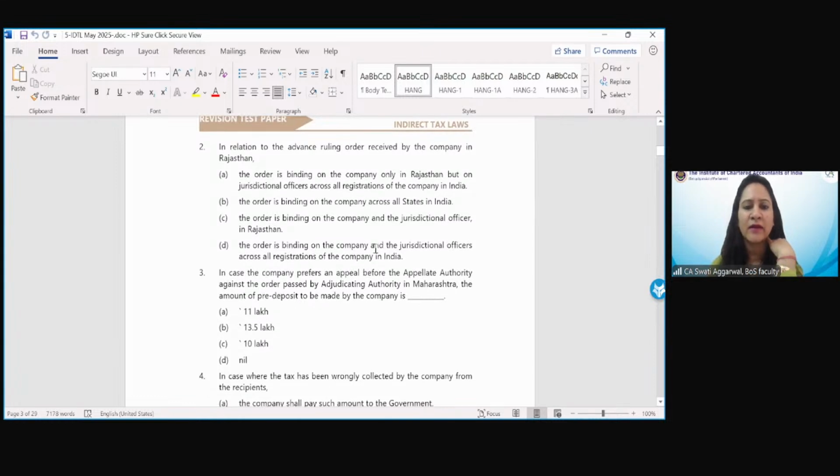In case the company prefers an appeal before the appellate authority against the order passed by the adjudicating authority in Maharashtra, the amount of pre-deposit to be made by the company is dash. Option A, rupees 11 lakh. Option B, rupees 13.5 lakh. Option C, rupees 10 lakh. And option D is nil. You may go through this question once more, then I will show you the relevant facts.